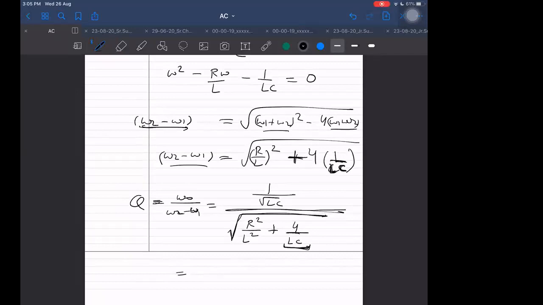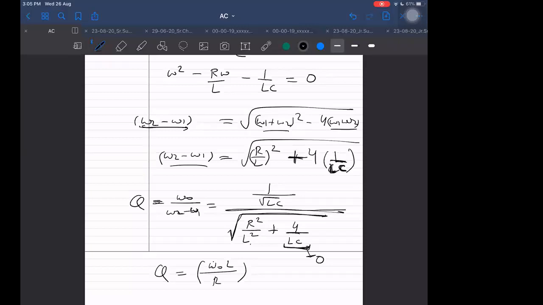They may be using an approximation here. If I assume the second term is negligible as compared to the first term, then I will be getting exactly what they write. Then I will be getting omega naught upon L R by L, which is omega naught into L by R. I think it is right only.